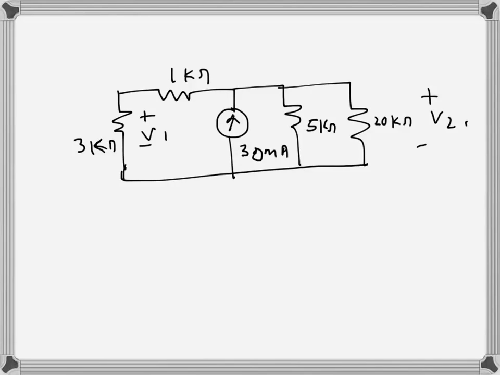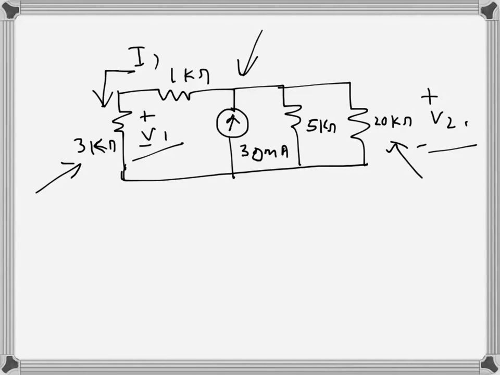I need to find out the voltages V1 and V2 here, and also the power dissipated by the 3 kilo ohm and 20 kilo ohm resistances, and also the power supplied by the current source. So what I will first do is try to find this current. Let's call it I1.